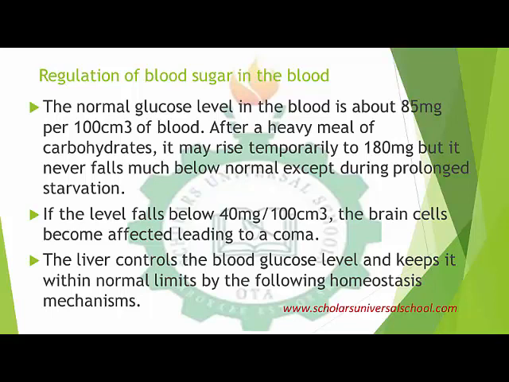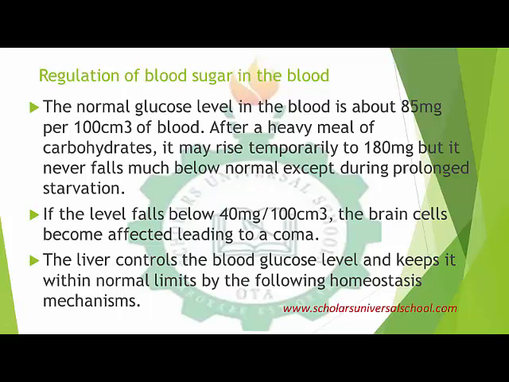First is regulation of blood sugar in the blood. The normal glucose level in the blood is about 85 milligrams per 100 cubic centimeters of blood. After a heavy meal of carbohydrates, when you take pounded yam, rice, or anything, the carbohydrate is broken down into glucose. So the glucose level will rise temporarily. And sometimes it might not even fall below the normal level except during prolonged starvation.